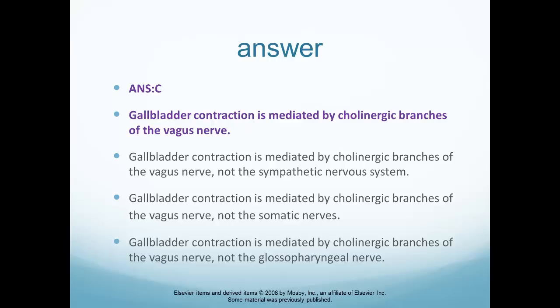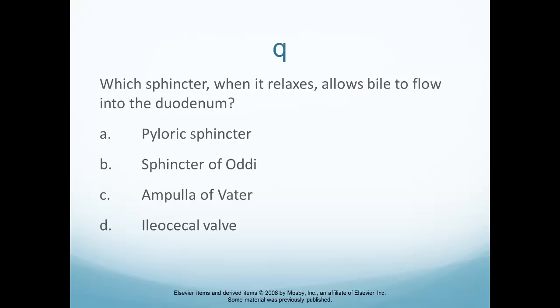Sympathetic nervous system is that fight or flight response, so that's going to increase your heart rate, your cardiac output, etc. And the somatic nerves, they're innervating a muscle. When we talk about soma, think of muscle. Which sphincter, when it relaxes, allows bile to flow into the duodenum?